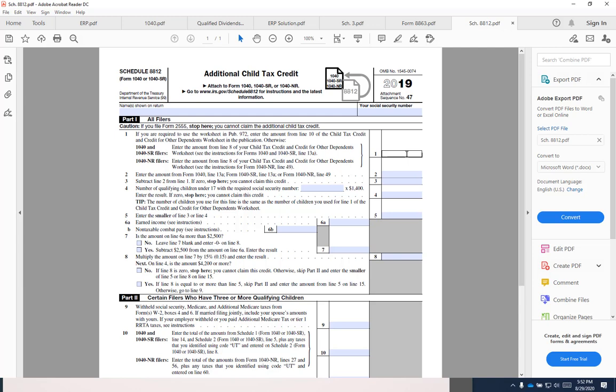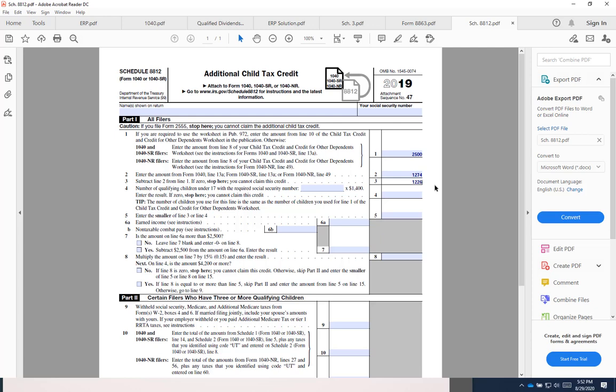Line 1 starts off with the total of the child tax credit and credit for other dependents that we could be qualified for, and how much of that was used up? $1,274. The child tax credit and credit for other dependents. So how much is remaining? $1,226.